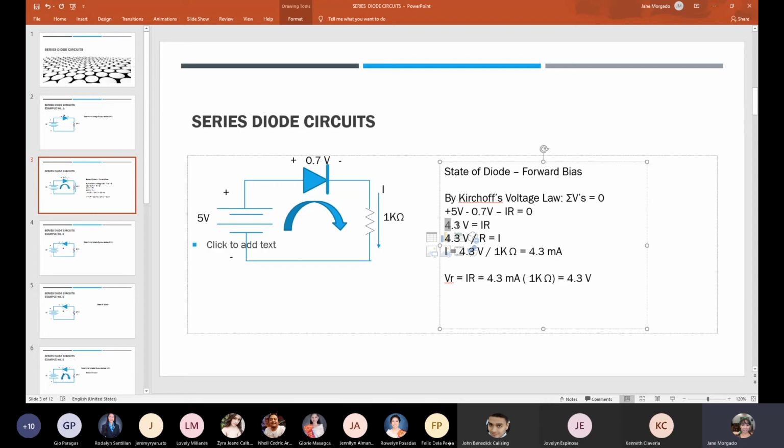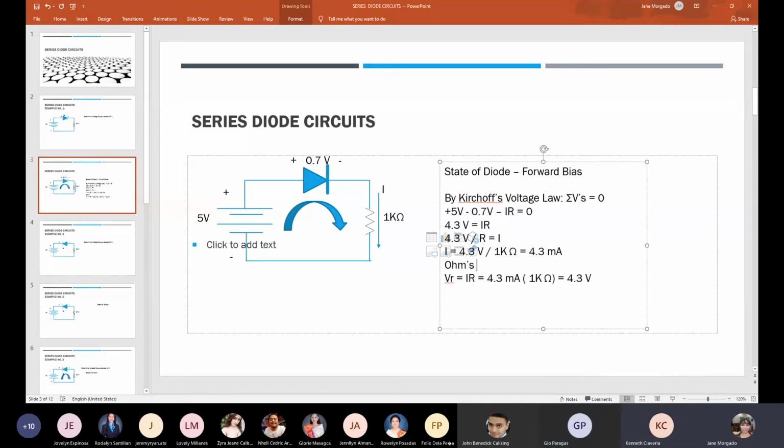4.3 volts. Ito rin yun, ano? 4.3 volts is equal to IR. So, ito rin yun. Okay? Question, class. Nakuha ba? Aming tanong lang po. Hello po. Medyo nagulong. Ano po ibig sabihin ng IR, ma'am? Ohm's law, voltage is equal to current times resistance.